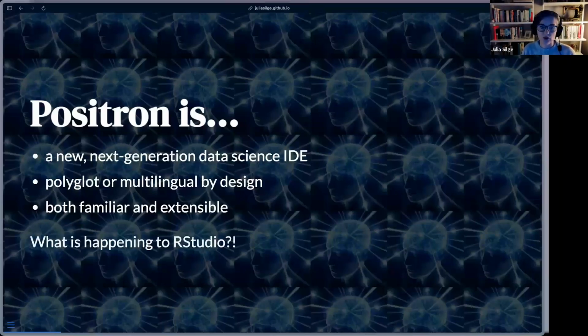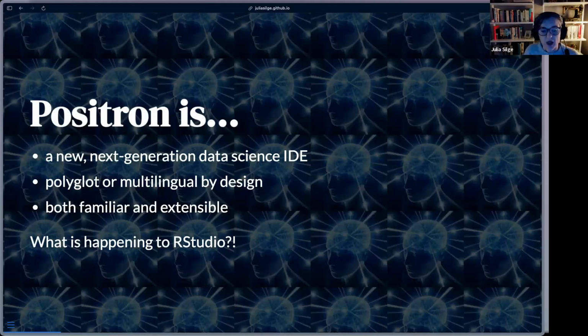For some of you, you hear some of these things and it sounds really exciting. You think, fantastic, I love to customize my IDE and make it just exactly how I want it to be. Or maybe you are someone who uses both R and another language, so you see this as really good news. But for some of you, you may hear this and think, oh no, what's happening to RStudio?